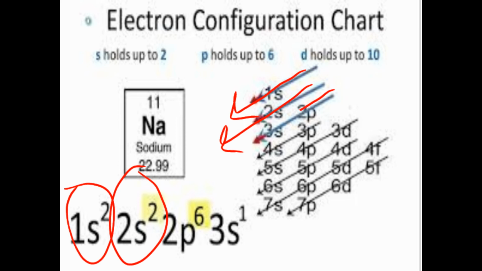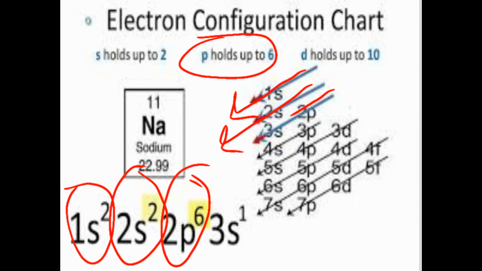Then the next subshell that comes is 2p. p can hold up to 6 electrons. So we drop 6 electrons there. And out of 11, we are left with only the 11th electron, or only one electron. So the next orbital is 3s. So we drop it in the 3s.